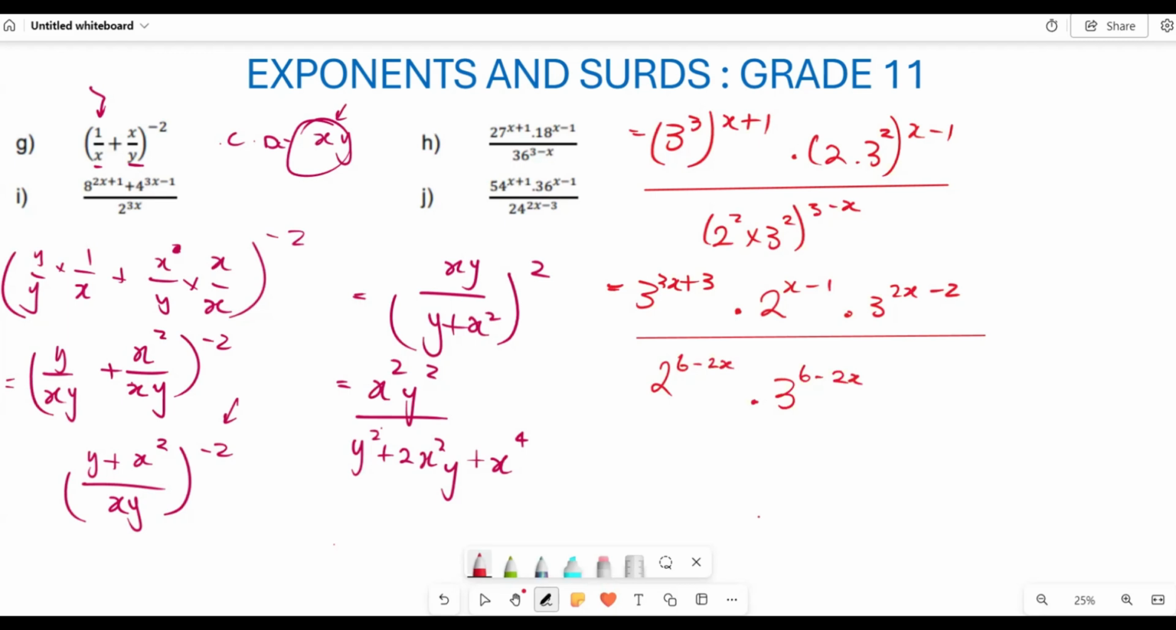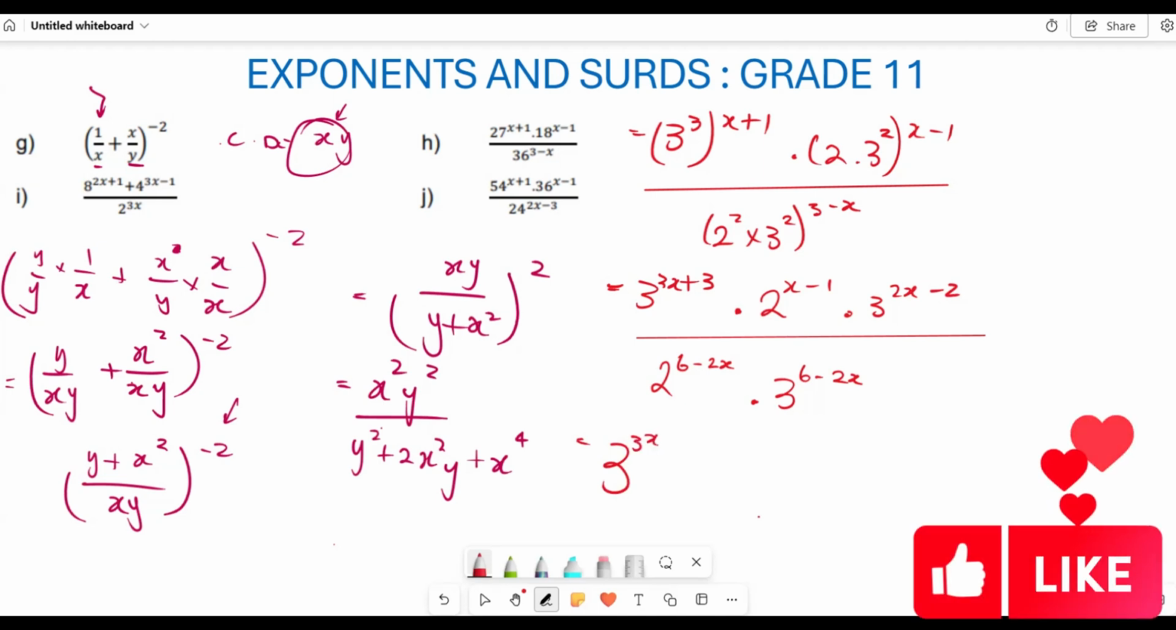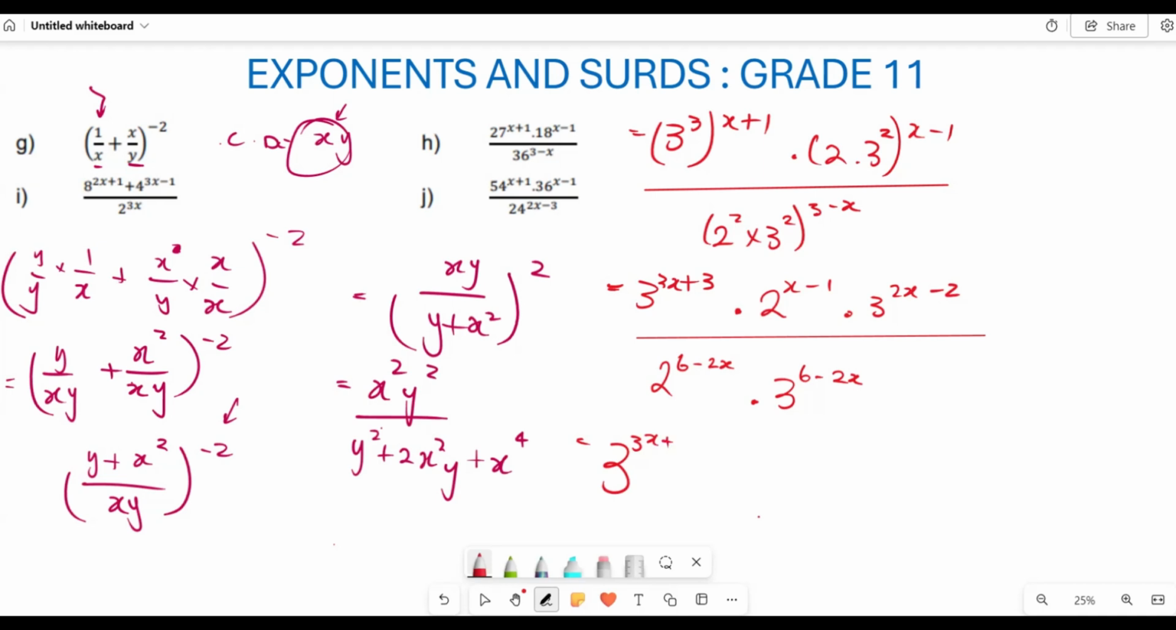I want us to look at this, right? I want us to write the 3. So you're going to say this is 3. Remember, the 3 was 3 to the power of 3x plus 3, isn't it? Then when you multiply, remember you have 3 which has the same base as this one, right? So this is going to be plus 2x minus 2, right?